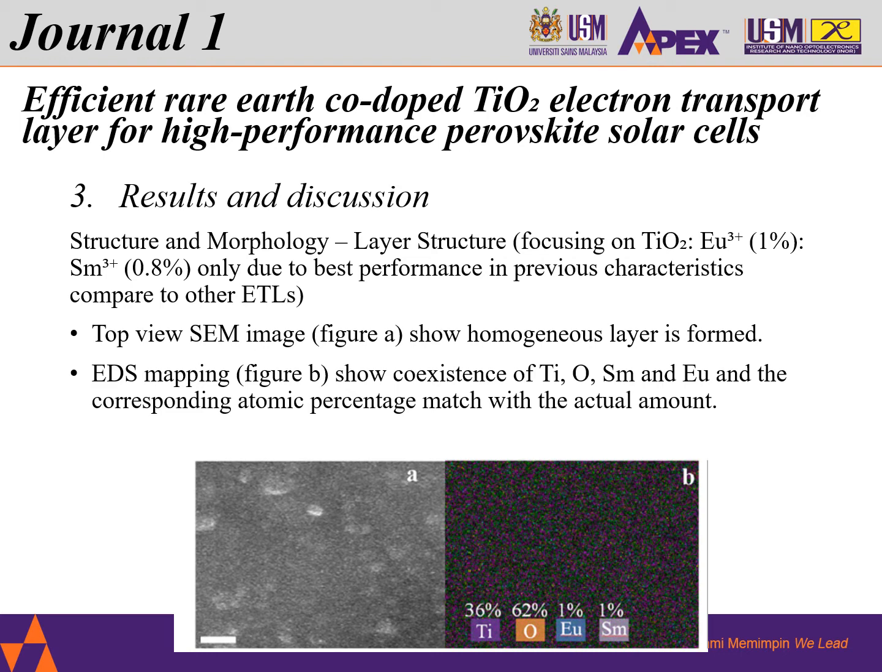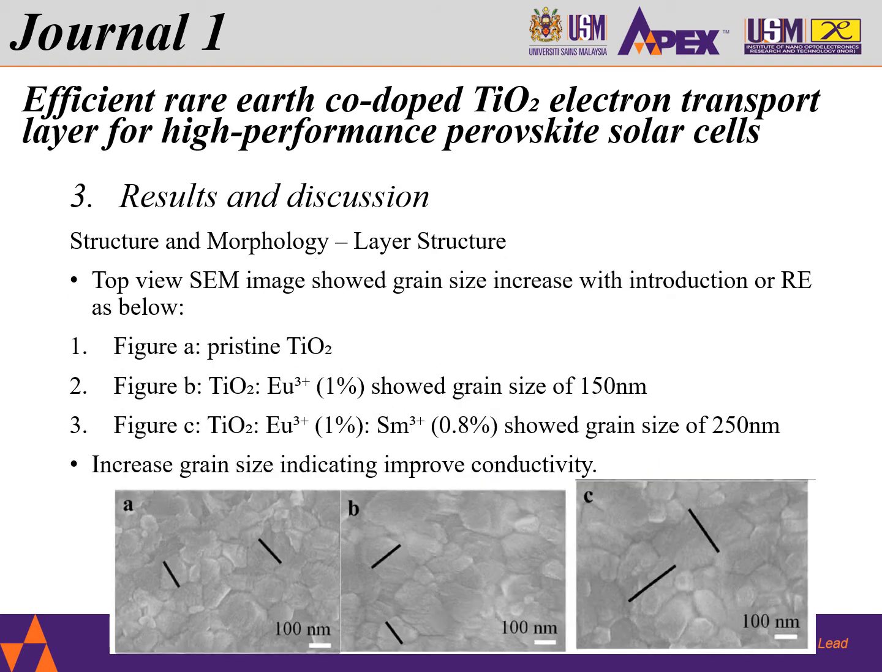compared to the others. The coming characterization will all focus on this ETL itself. So as you can see, the top view SEM image here, a very homogeneous layer is formed on this ETL, and the EDS mapping also shows the existence of Ti, O, SM, and EU. If we further zoom in on the top view SEM image, you can also see that the grain size increases with the introduction of Re.